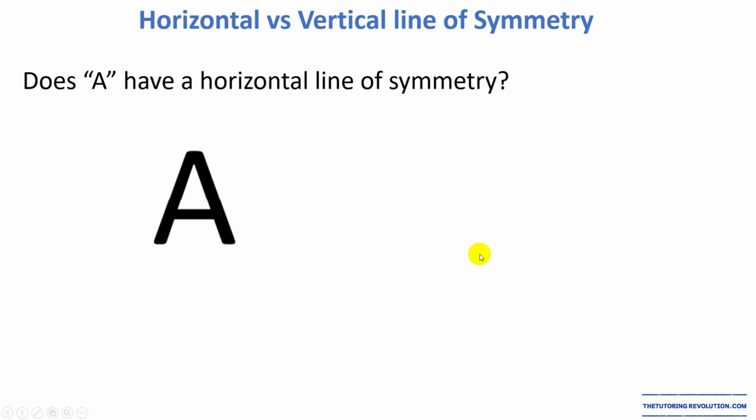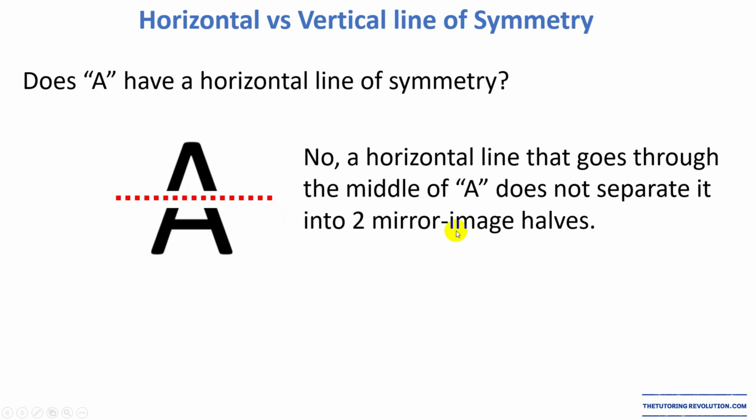Now, does A have a horizontal line of symmetry? We draw a horizontal line through the very middle of A, we split it, and we can appreciate that no, this horizontal line does not create two mirror images because the top and the bottom parts are different. They are not mirror images of each other. If we fold one onto the other, they won't match.